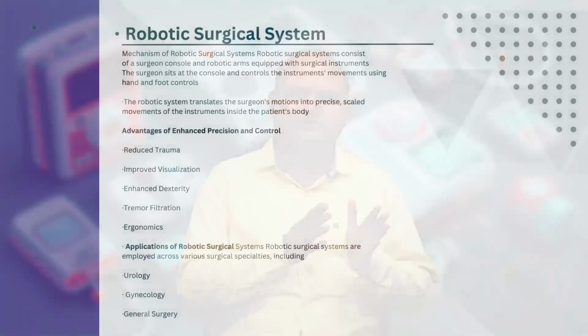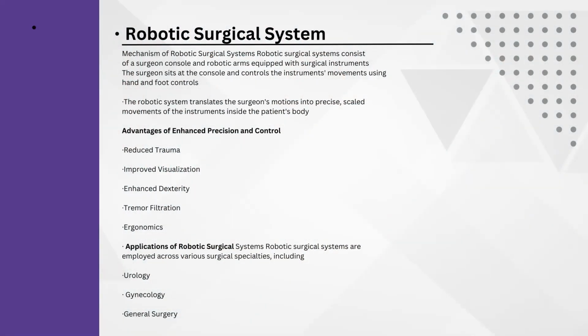Now, we will discuss the mechanism of robotic surgical systems. A robotic surgical system consists of a surgeon console and robotic arms equipped with surgical instruments. The surgeon sits at the console and controls the instruments' movements using hand and foot controls. The robotic system translates the surgeon's motions into precise, scaled movements of the instruments inside the patient's body.